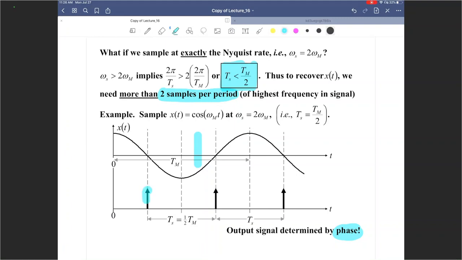of the signal? What happens then? Will you be able to reconstruct the signal with these 2 samples? Because right now what you have is that sample and that sample, right? Will you be able to reconstruct with this?